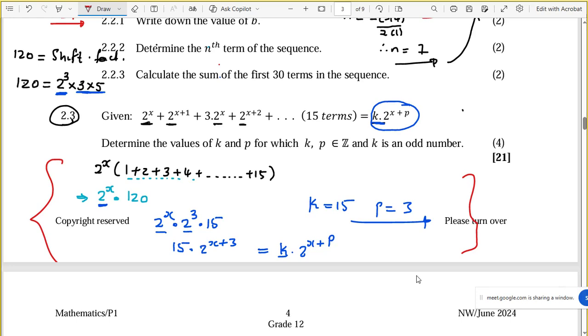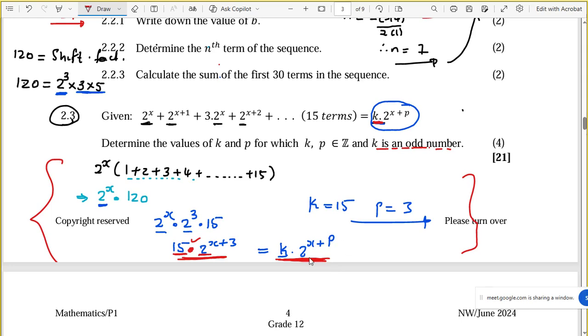Oh, look at this. We have a k where they say k is an odd number. Is 15 not an odd number? That's an odd number, multiplied by 2 to the power x plus p. So you can see that this equation is the same as that equation. They are in the same form. This tells you that k is just 15 and p is just 3.